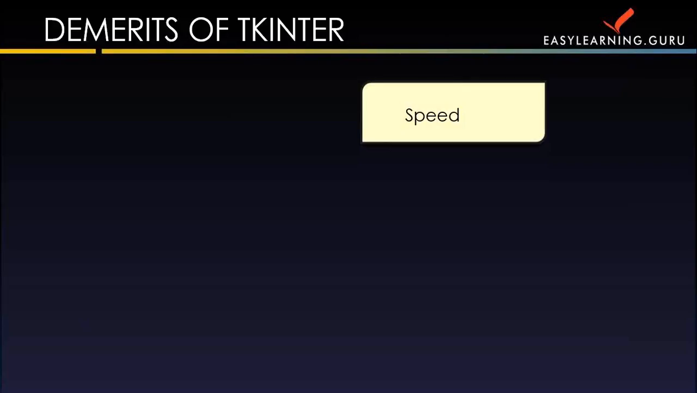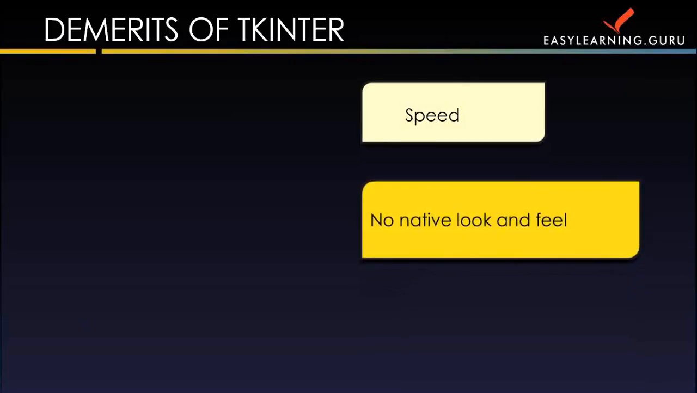Next demerit we'll talk about is no native look and feel. It lacks a native look and feel. One common complaint is that Tkinter applications on Windows don't look like native Windows applications. As we can see, the power and flexibility of Tk is such that you can easily construct new widgets from a collection of basic widgets. This fits well with the OOP nature of Python provided by Tkinter.